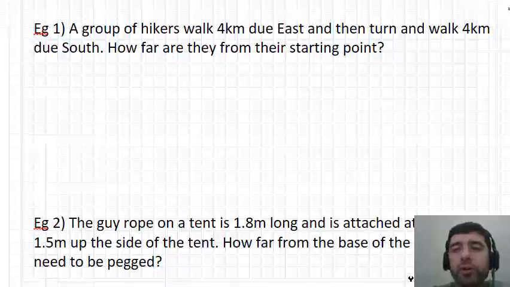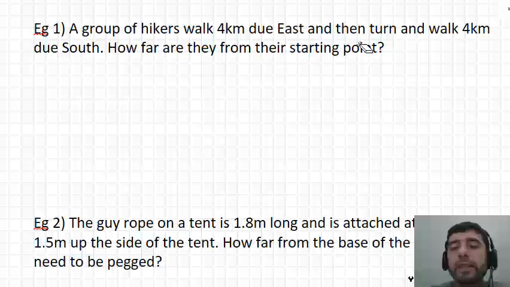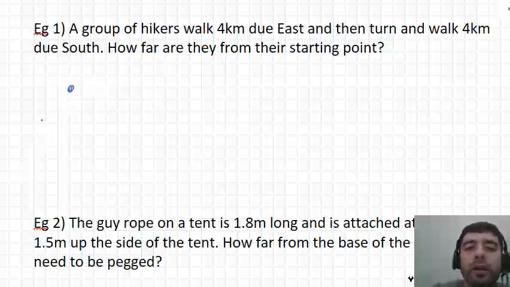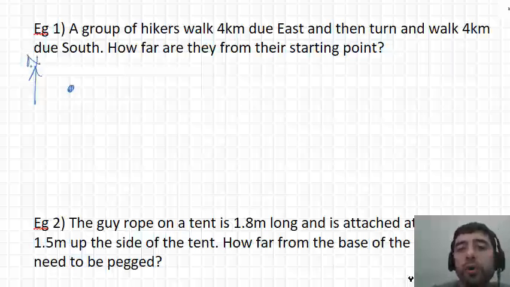Well, if you know your directions, a group of hikers walk 4 kilometers due east and then turn and walk 4 kilometers due south. How far away are they from their starting point? Now, obviously, they've walked 8 kilometers, but they are not 8 kilometers away because they turned a corner. So if we start here, one of the things you should always remember when you're drawing diagrams is we try and put north pointing up. That's the way maps used to go until we had Google Maps, which spins around when you turn your phone. So we'll just have to live with that.